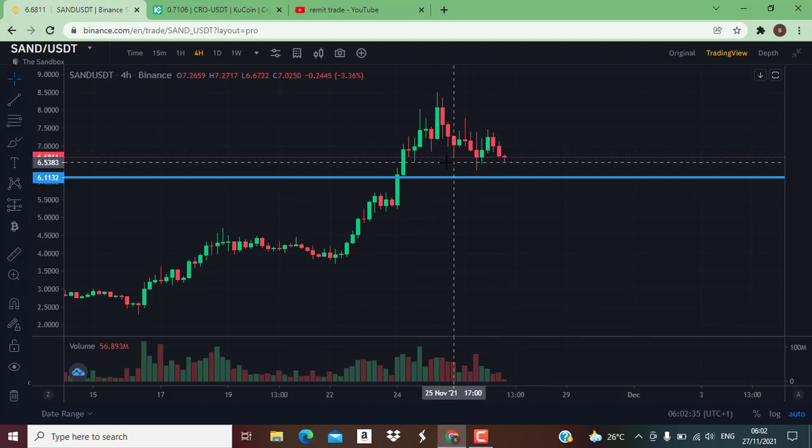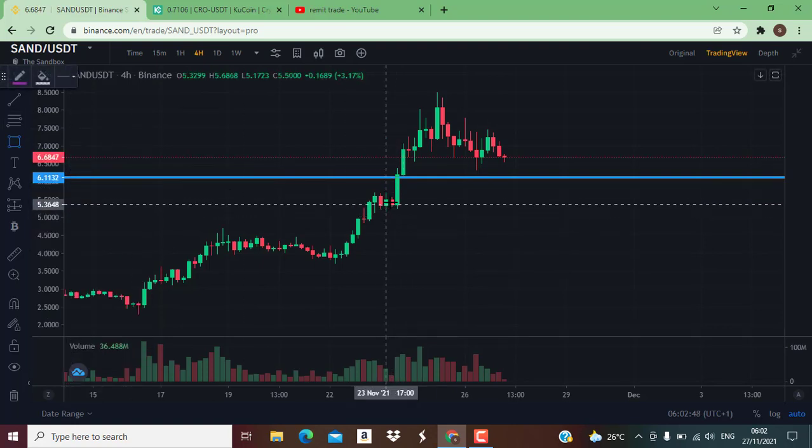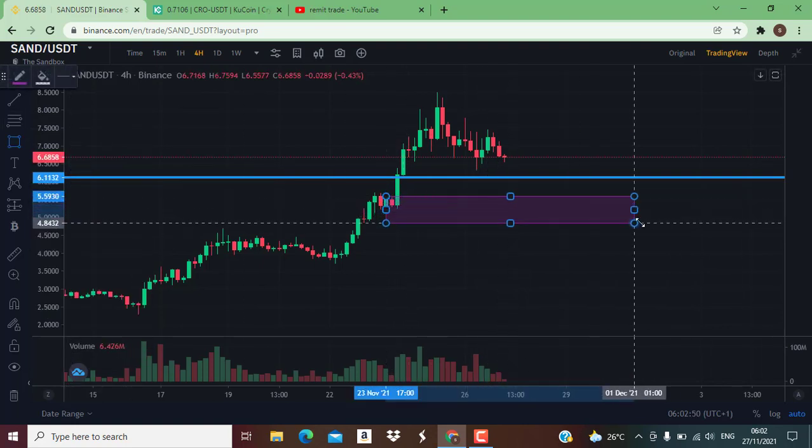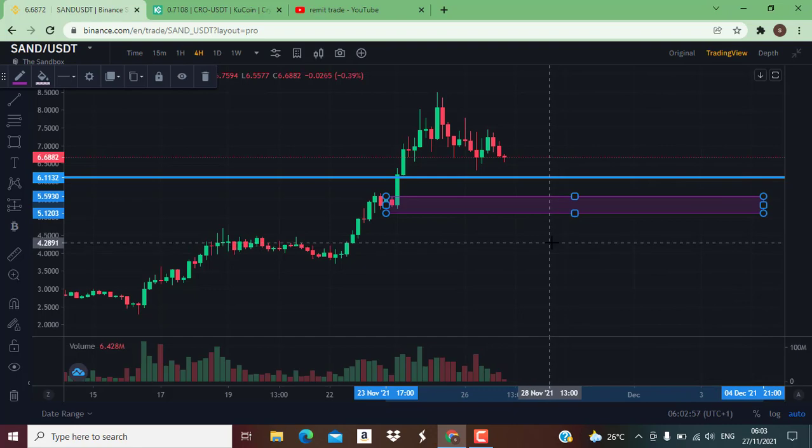So I am expecting this retracement to still come back down to this level, or to the 0.618 level of the Fibonacci that is around this area. I could potentially draw this rectangle around this area and say I'm looking at this level for the market to drop down to before I start to look for buy opportunities.